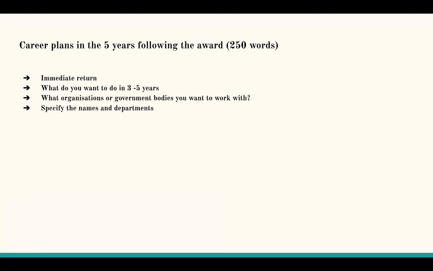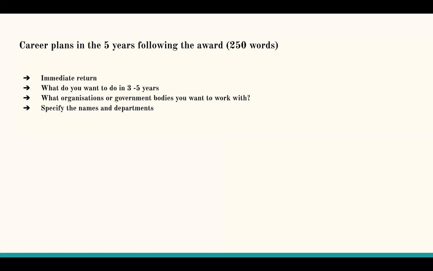So here, if you haven't mentioned the immediate return in the previous essay, then I would advise you to include that in this particular essay, what you're planning to do in the immediate return. But if you have already mentioned that in the previous essay, you don't need to mention it here. You can directly start talking about, okay, in the first year, this is what I'm planning to do. But just don't go about it like, in the first year I'll do this, second year I'll do this, third year I'll do this, fourth year I'll do this, fifth year I'll do this. That's too specific for you.